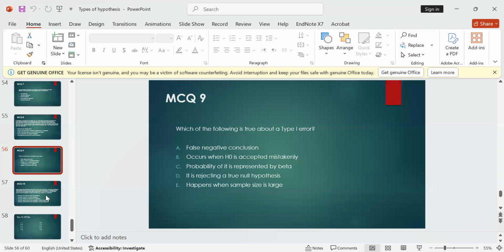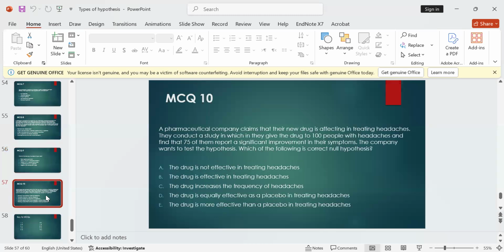MCQ number 10. A pharmaceutical company claims that the new drug is effective in treating headaches. They conduct a study in which they give the drug to 100 people with headaches and find that 75 of them report a significant improvement in their symptoms. The company wants to test the hypothesis. Which of the following is the correct null hypothesis?